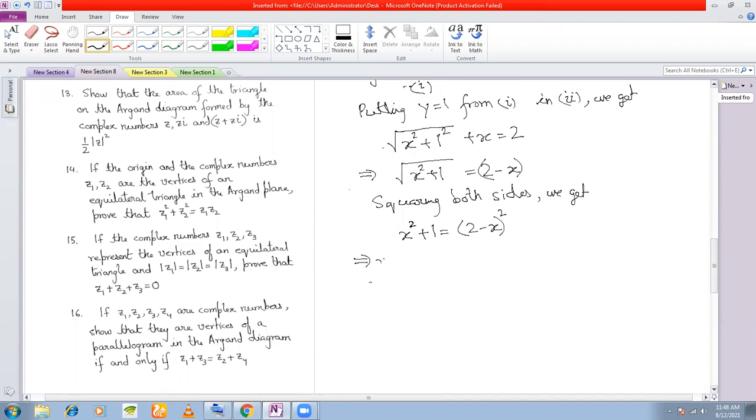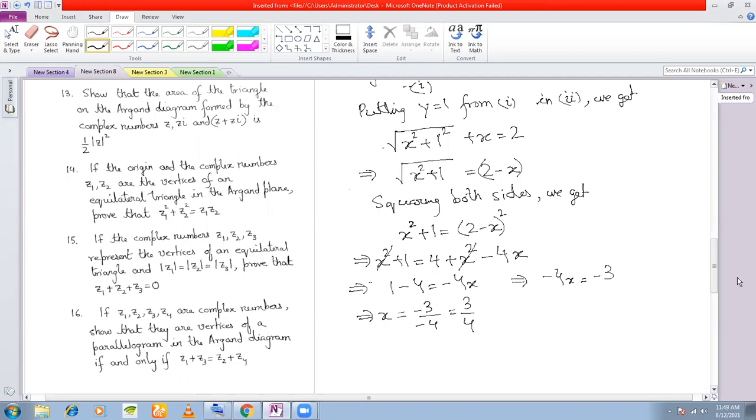That means you have x² + 1 = expand this by (a − b)². So you get 2², which is 4, plus x² minus 4x. So here x² and x² cancel off. You get 1 = 4 − 4x, so −4x = −3. That means x = −3 by −4, which is 3/4.